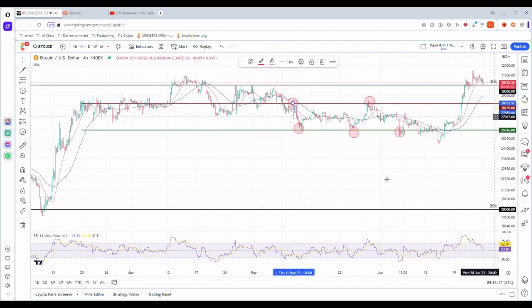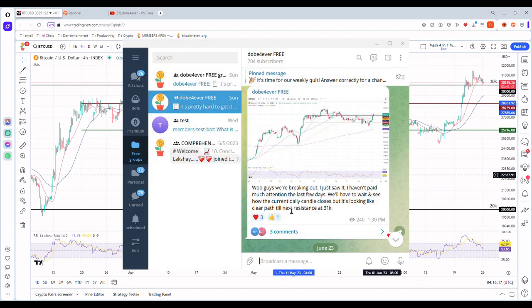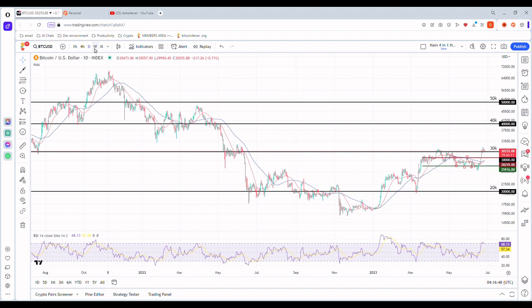But a few days ago, we saw a decisive breakout above the 28K mark. This breakout was an exciting development, and I quickly released an update on Telegram, anticipating a move towards the next resistance level at around 31K. And so the price is currently consolidating around the 30K level.